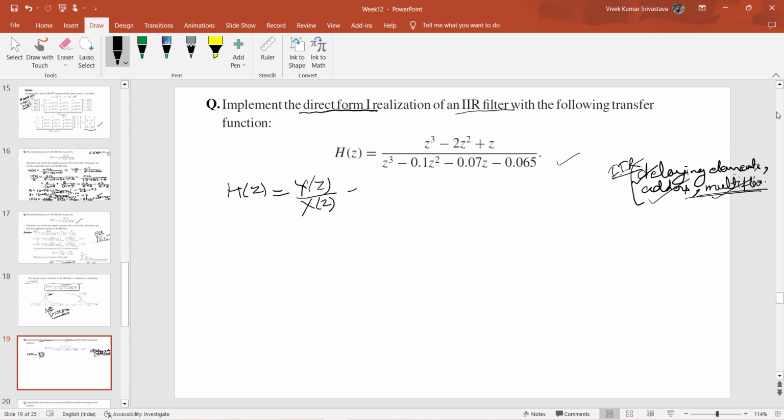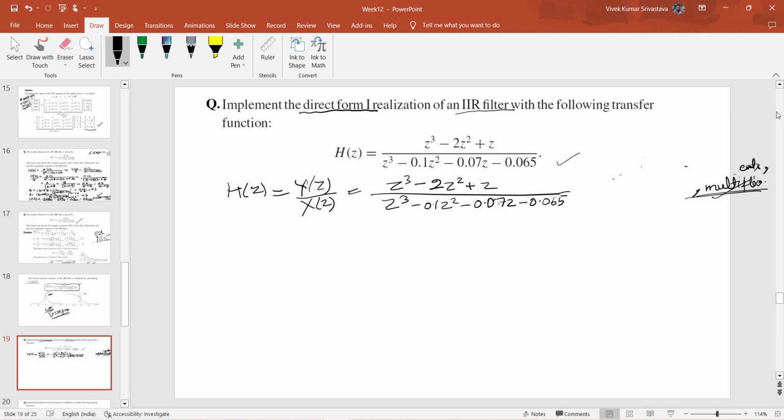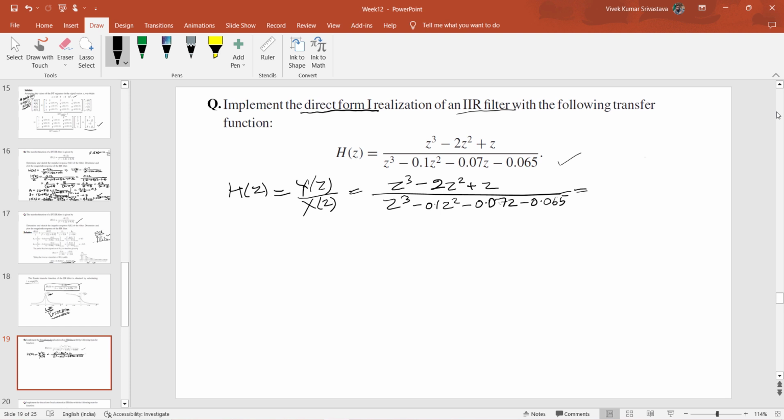Okay, so this will be equal to z cube minus 2z square plus z over z cube minus 0.1 z square minus 0.07 z minus 0.065. Okay, so now what we will do is multiply both numerator and denominator with a factor of z raised to the power minus 3.